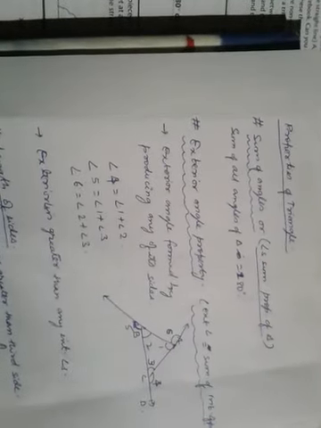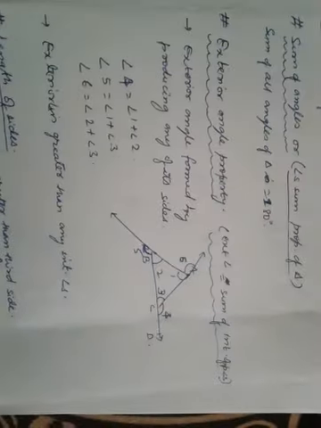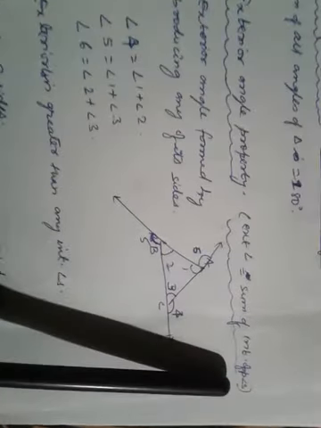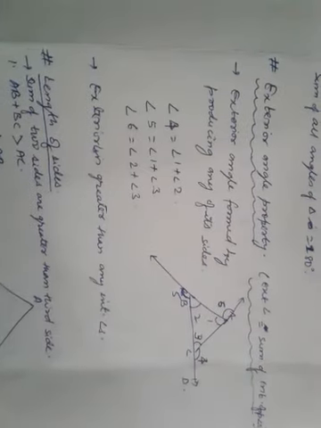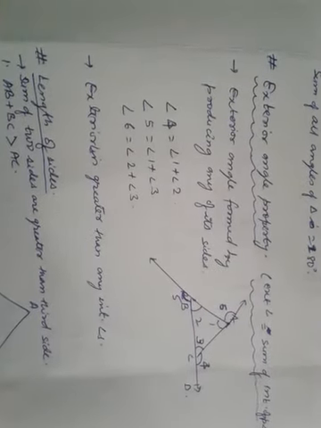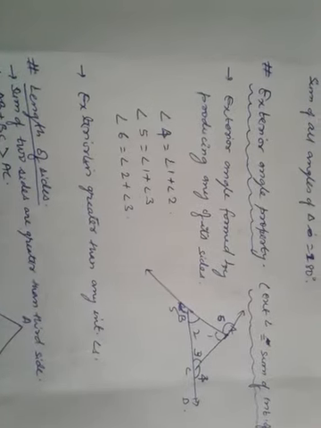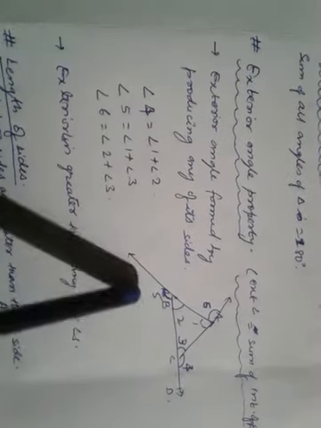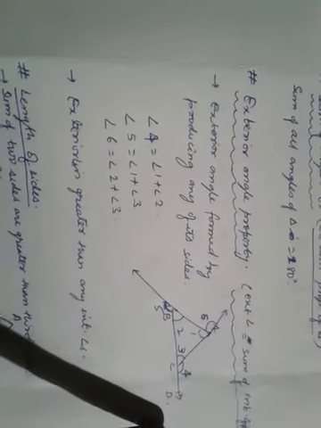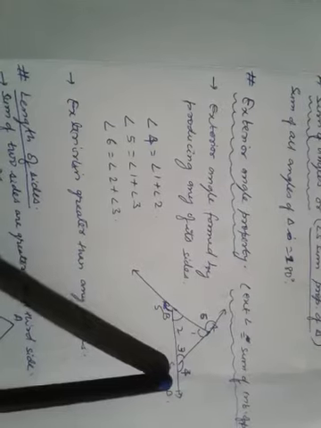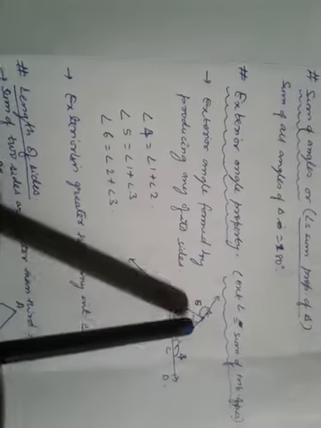Okay, the exterior angle is equal to the sum of interior opposite angles. Now, an exterior angle is formed by producing any of its sides; when we extend it, we get an exterior angle. Suppose I extend this BC to D, then we get angle 4. This 4 is equal to the sum of 1 and 2.